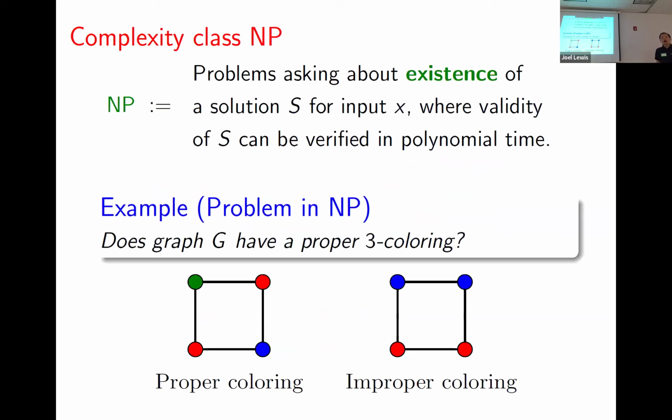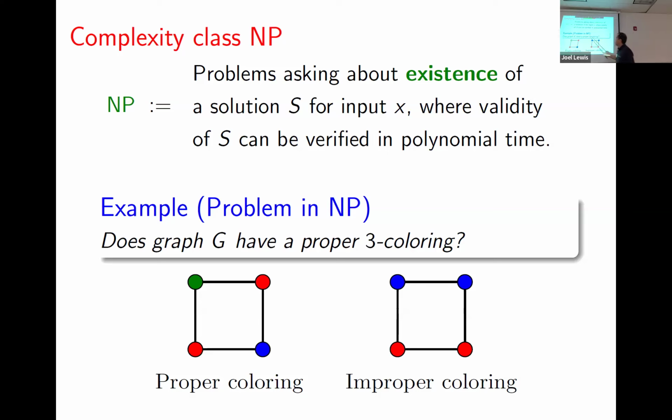Now this is the rigorous definition. To do that, I first need to define the class NP. NP stands for non-deterministic polynomial. There are many definitions for NP. The one that is most relevant to us is that you should think of NP as a class of problems asking for the existence of a solution S given an input x, such that the validity of S as a solution to your problem should be verifiable in polynomial time with respect to the length of x.